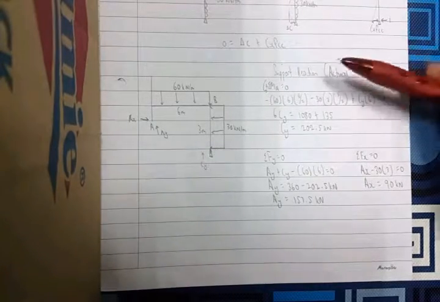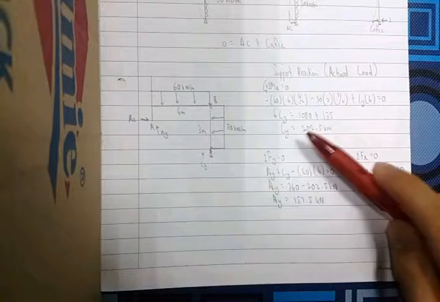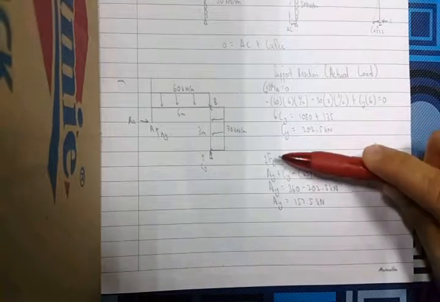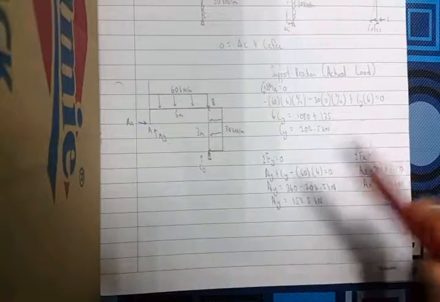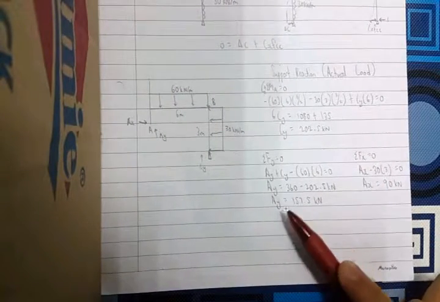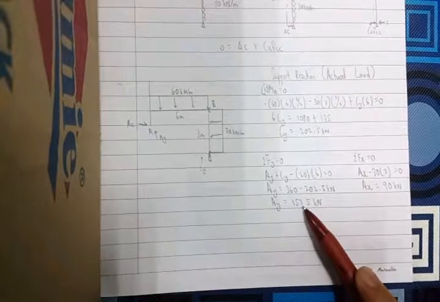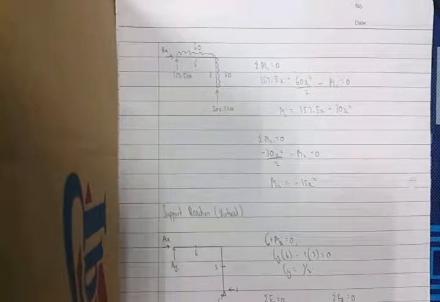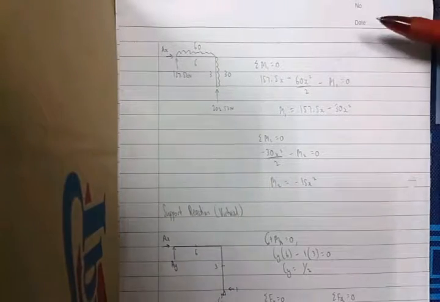So the next step, for the actual load, we use the summation of moment. After you sum it all up, you will get Cy equals 202.5 kilonewton, and for the summation of Fy, all of the y forces, we sum it up and in the end we get Ay equals 157.5 kilonewton, and for Fx we get Ax equals 90 kilonewton. So right here we got the Ay, the Ax, and the Cy.